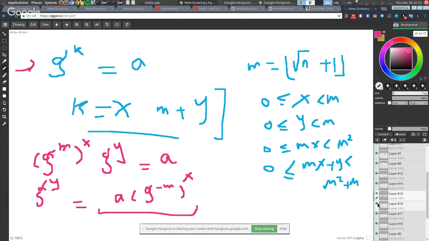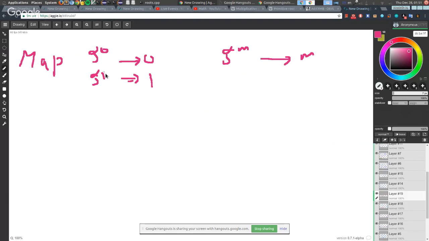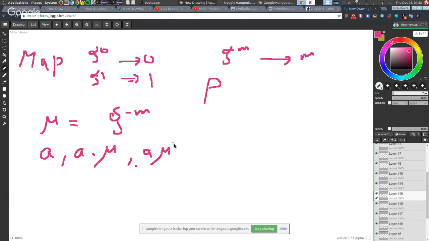We call this map P, like P for powers. So we first compute this formula, g to the power minus m, which we call mu. We begin with our A, and we try all these values: A, A times mu, A times mu squared, and so on until A times mu to the m, and check if any of those occurs in this set P or not.